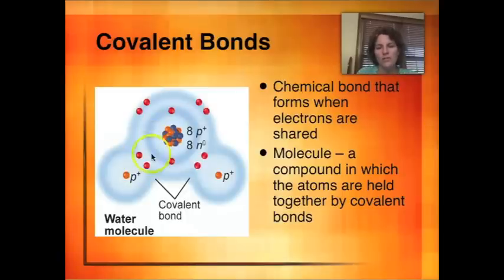So this once again is water. We have our oxygen atom and our two hydrogen atoms. We will at some point talk about the two types of covalent bonds, which are polar and nonpolar. But for now, you just need to understand that in covalent bonds, electrons are shared.